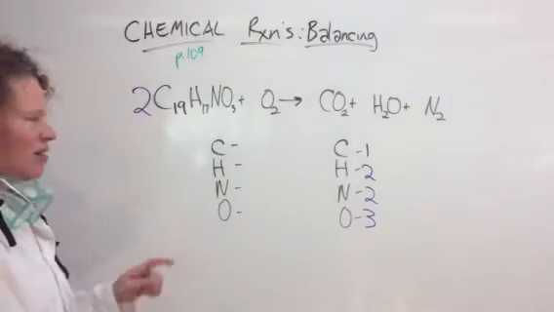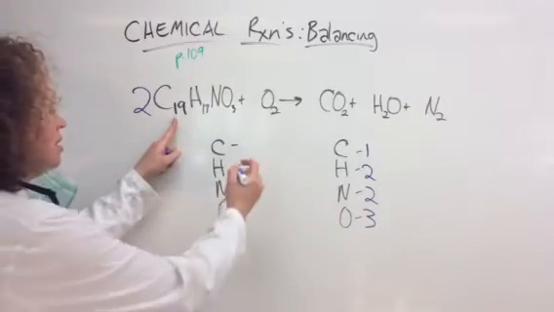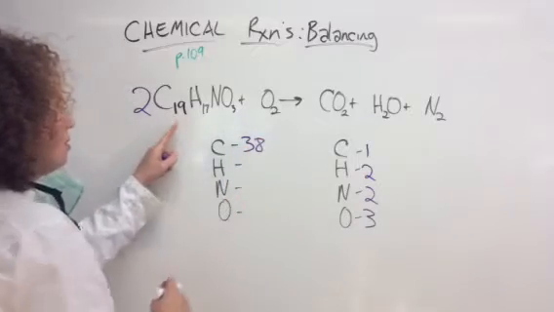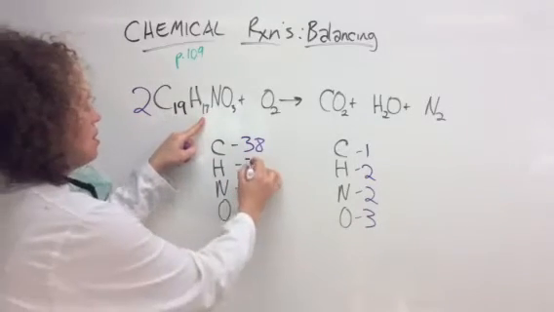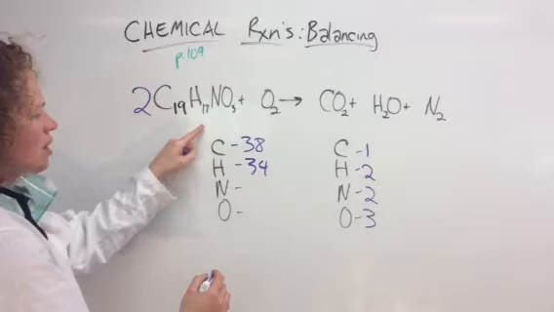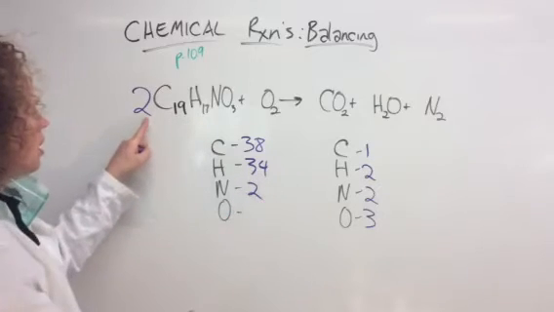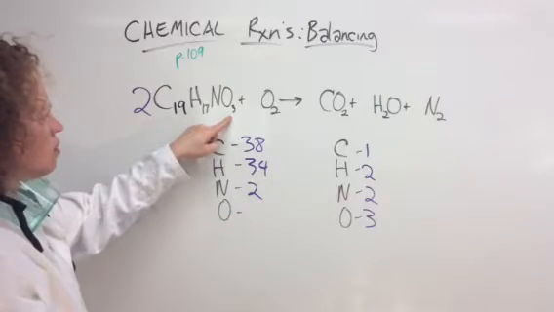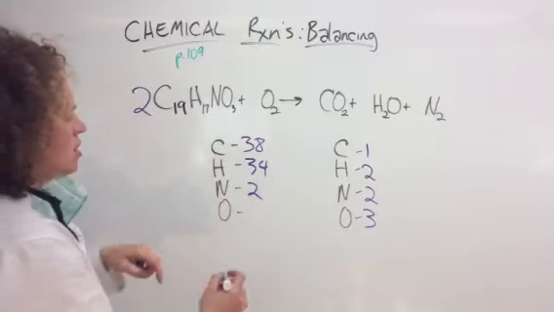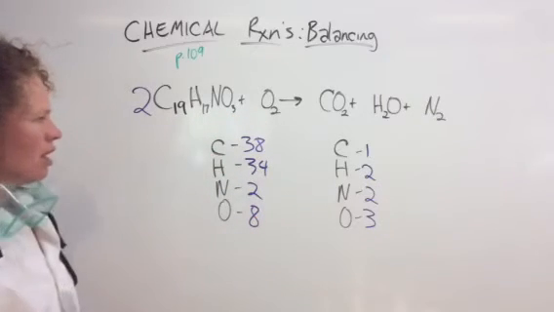Let's begin again. 2 19s is 38. 2 17s is 34. 2 N's is just 2. And now I have 2 O3s, which is 6, plus the 2 there, which gives me 8 oxygens.